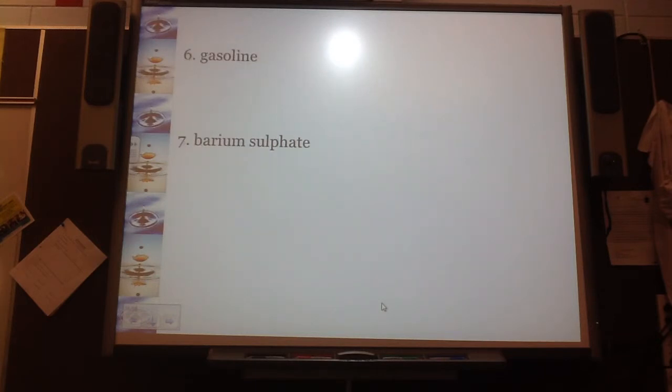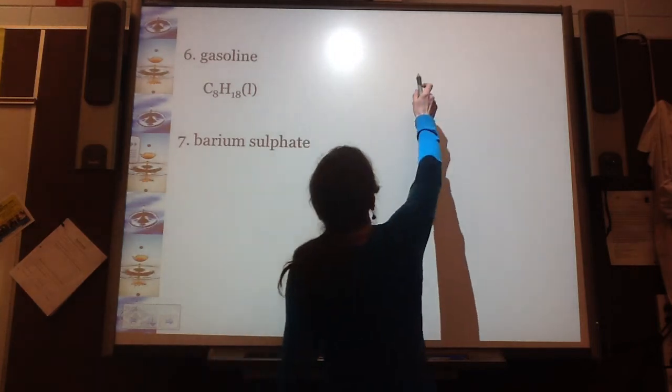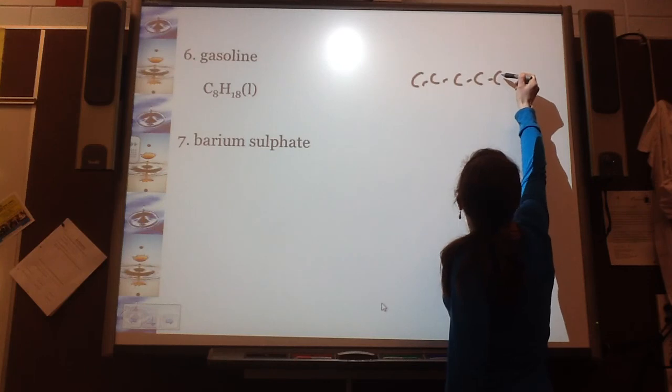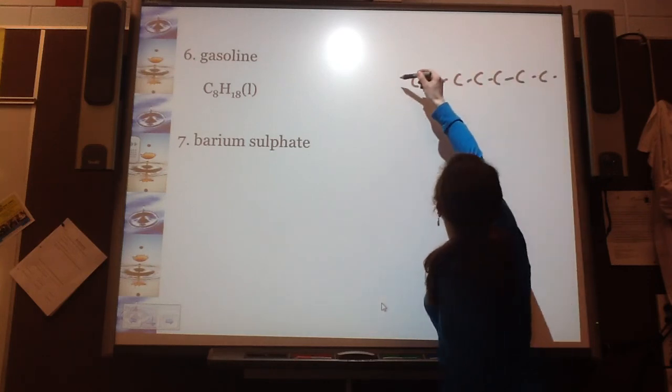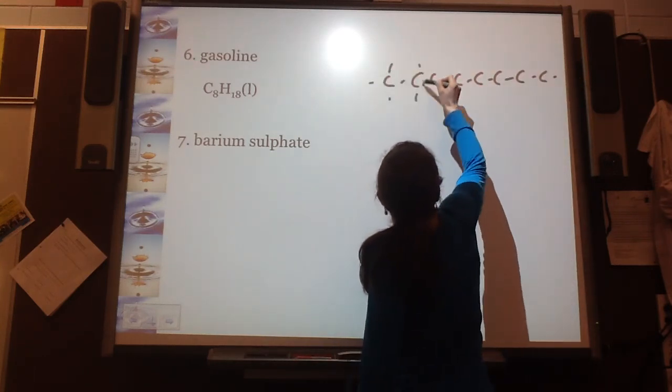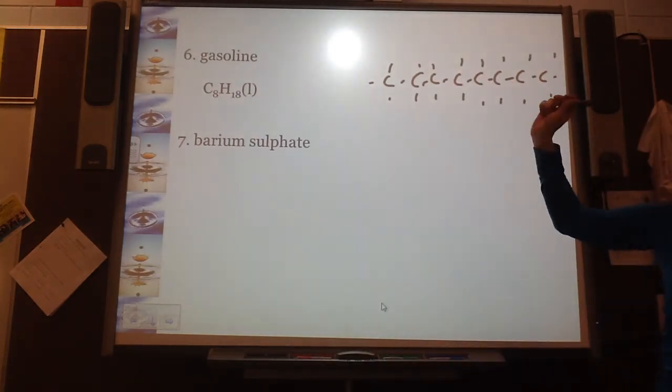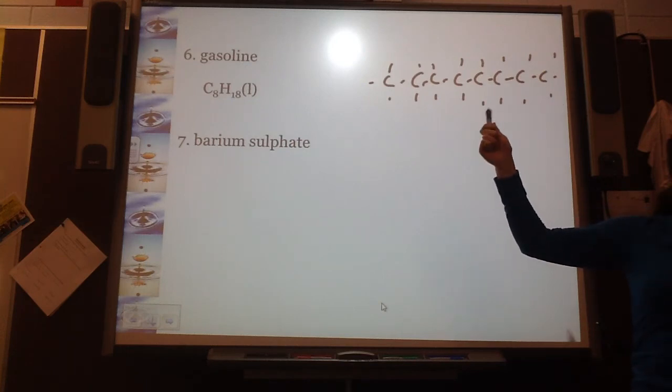Okay, ready? Gasoline. I'll give you the formula for gasoline, C8H18, liquid at room temperature, right? Gasoline, what do we think about it? Does gasoline dissolve very well in water? No. If we wrote out the chemical compound, we have 1, 2, 3, 4, 5, 6, 7, 8 carbons, and then there are hydrogens on each carbon available. This is a very non-polar molecule.